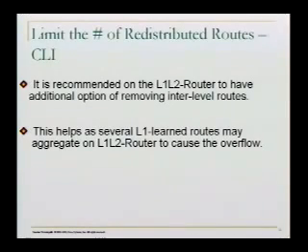As I was mentioning, by default, it is only external. So if you have a hierarchy in your network, level 1 and 2, and level 2 and so on, then on the level 1 and level 2 you want to configure the suppress interlevel option. This helps because several level 1 learned routes may aggregate on a level 1 and 2 router and cause the overflow.